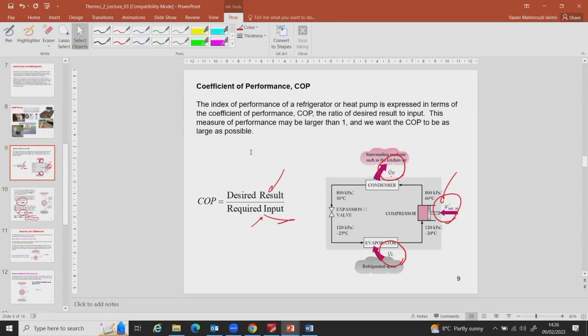Yes, yes. Because here the power is input and the heat is output, while for the first cycle, heat is input and the power is the desired output.